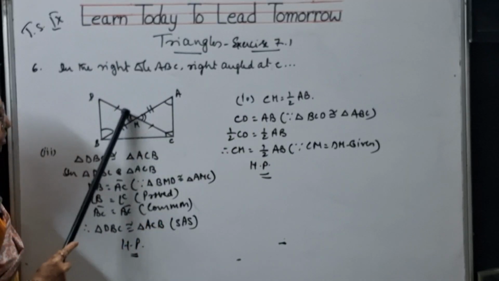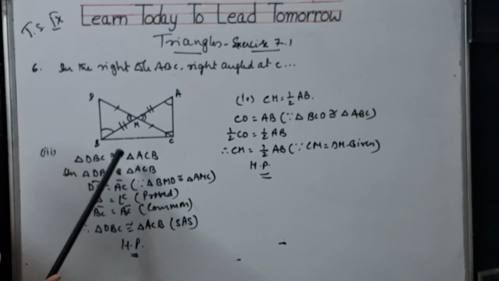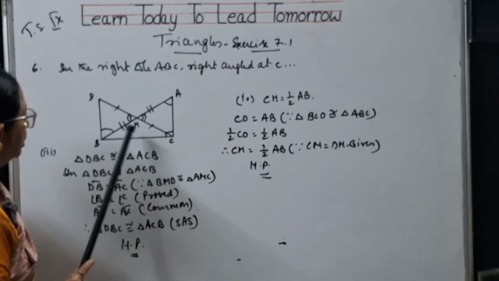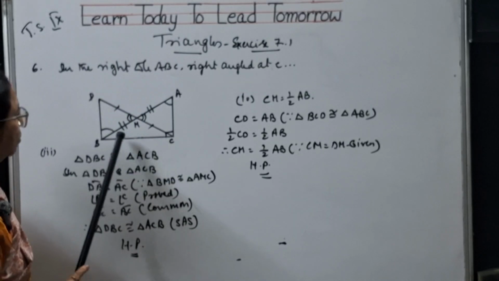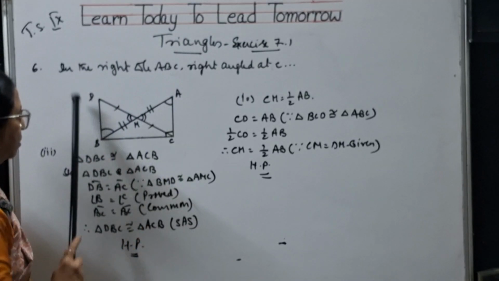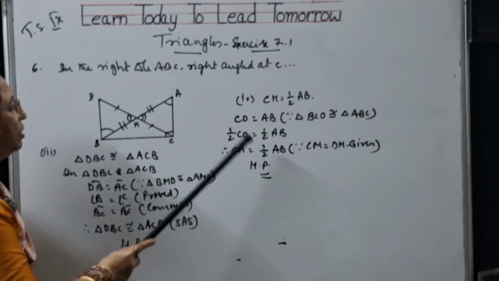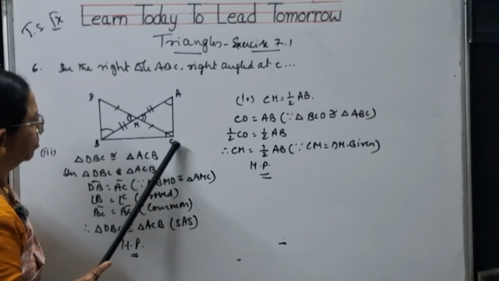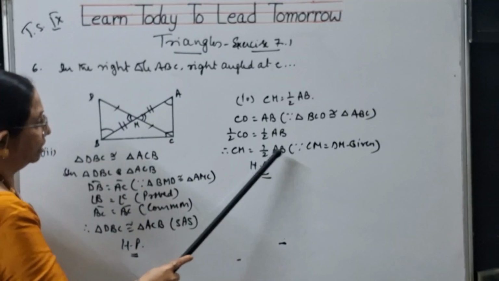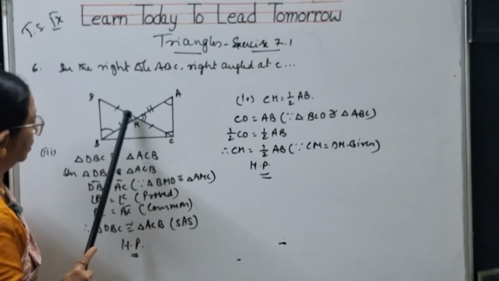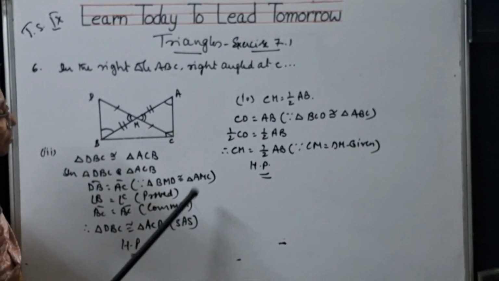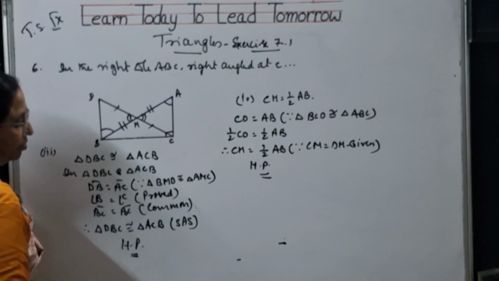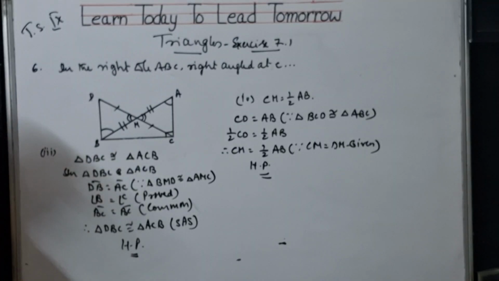Next we need to prove CM is equal to half of AB. We know that CD is equal to AB. Why? Because triangle BCD is congruent to triangle ABC. These two triangles are congruent, so corresponding sides are equal. So half of CD is equal to half of AB. What is half of CD? That is CM. CM is equal to half of AB. Why CM? Because CM is equal to DM. They have given. So half of CD is CM. So please note it down, children.